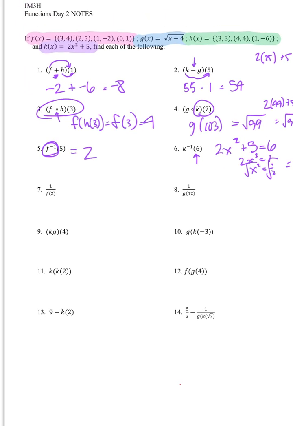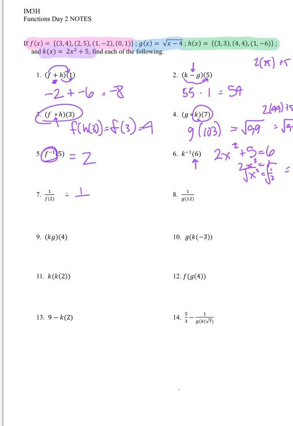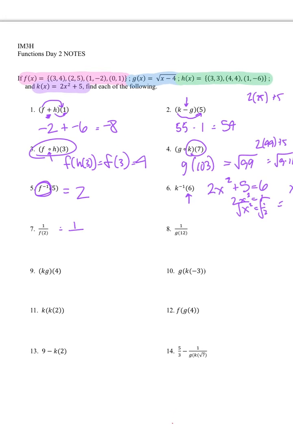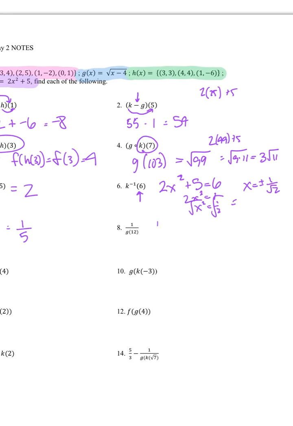Okay, so now when you get to number 7, this is asking us to compute a fraction. No big deal. 1 over whatever happens when 2 goes into the f function. That's a 1/5. Easy enough. Next, let's see what happens when I put 12 into the g function. That's the square root of 12 minus 4. So that's the square root of 8, which is 1 over 2 times the square root of 2. You do not have to rationalize anymore.